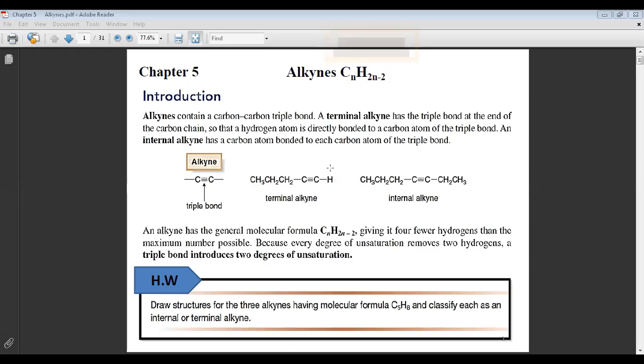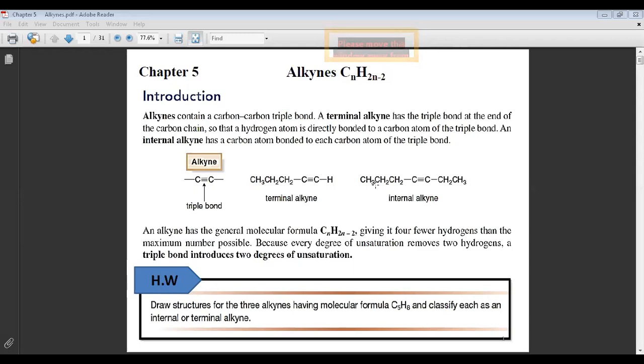We have terminal alkyne, the types of alkyne. We have the terminal, that means one of the carbons will be with hydrogen. That means the triple bond will be at the end of the molecule. It will be called terminal alkyne. And we have internal alkyne. That means the carbon-carbon triple bond has no hydrogen, just an alkyl from here, an alkyl from here.